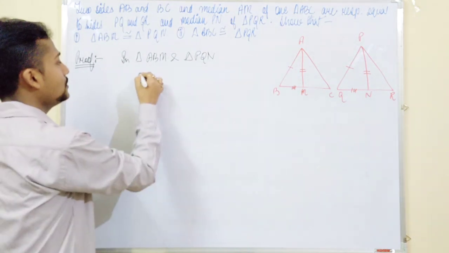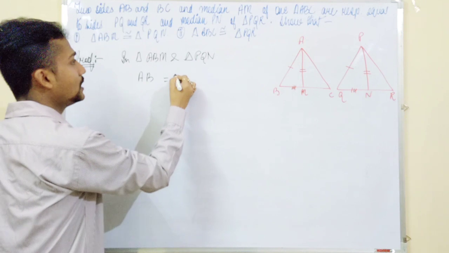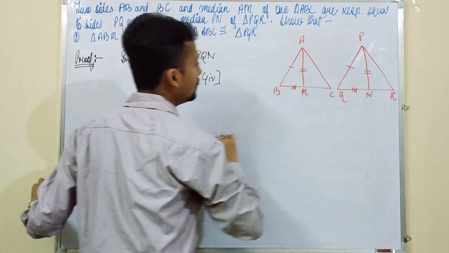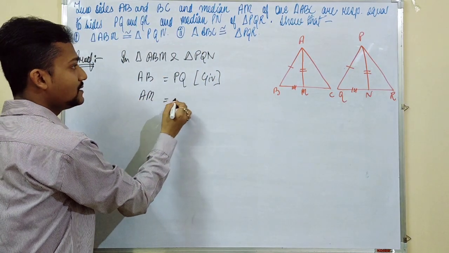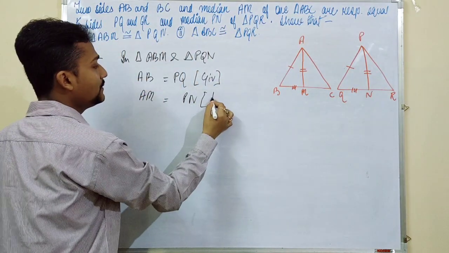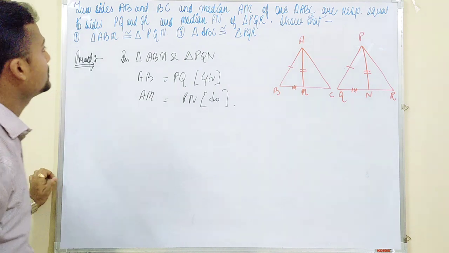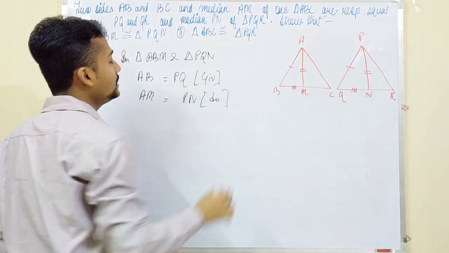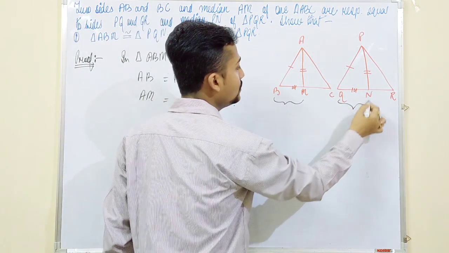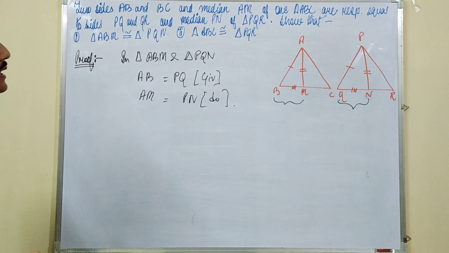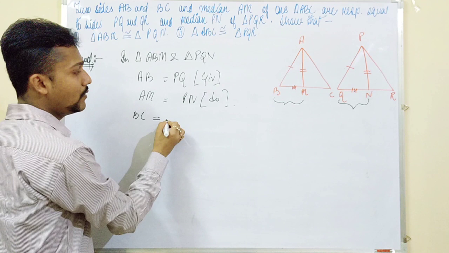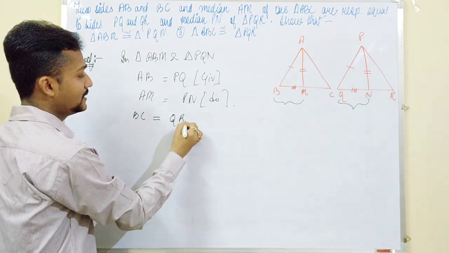How will we prove? So we know that AB is equal to PQ, given, isn't it? AM is equal to PN, and that is also given. Medians are equal, isn't it? In the particular question, it is said that the medians are also equal. Next, if we are able to show that BM is equal to QN, then we are able to prove. So what do we know? We know that BC is equal to QR, that is given, isn't it?